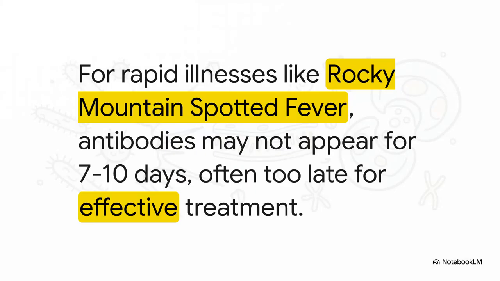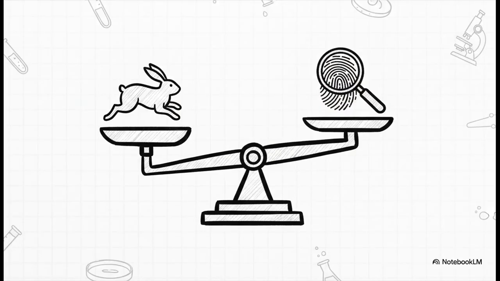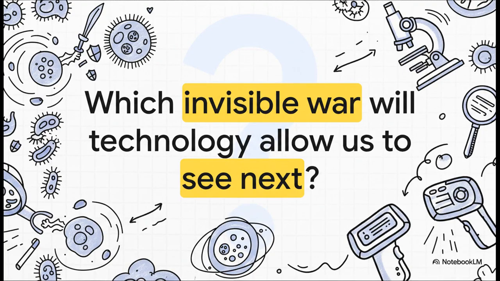And that really highlights a critical issue here: timing. For a rapidly progressing disease like Rocky Mountain spotted fever, waiting for antibodies to show up in a test, which can take 7 to 10 days, is just too long. Treatment has to start based on clinical suspicion, well before serology can ever confirm the diagnosis. So ultimately, when you look at the big picture, diagnostics is a balancing act. It's a race between getting an answer quickly and getting an answer that's certain. Each method has its place, helping doctors identify the enemy so they can choose the right weapon for that specific battle. And this brings us to our final thought.